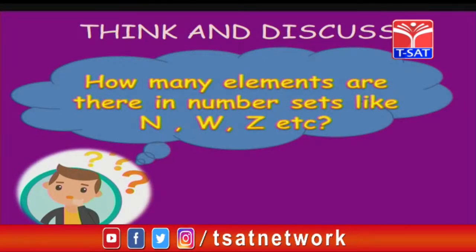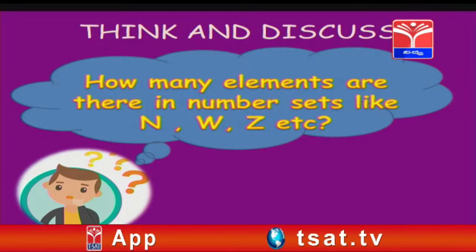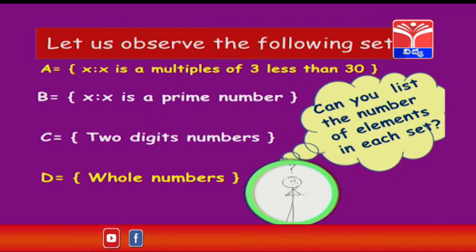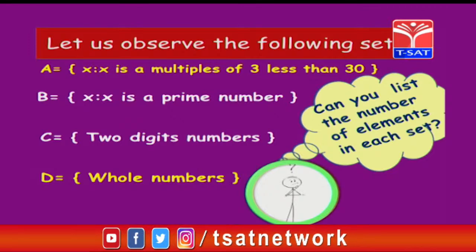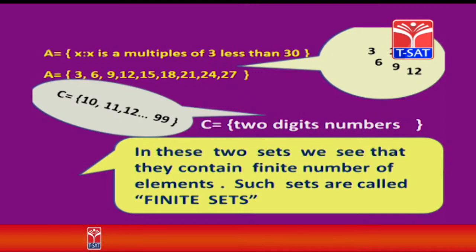How many elements are there in number sets, like you have come across earlier, natural numbers, whole numbers and integers. Let us observe the following sets. Can you list the number of elements in each set? Okay? In these 2 sets, we see that they contain a finite number of elements. That means, we can count the number of elements. Such sets are called finite sets.